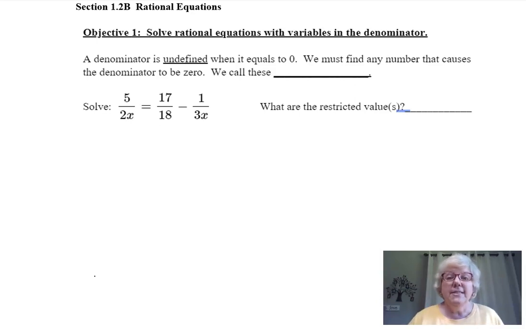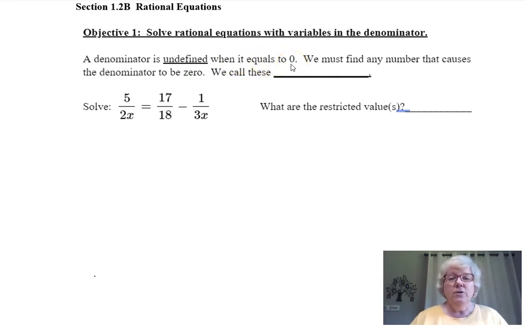Let's talk about solving rational equations. The word rational means fractional. So since we're talking about fractions, we need to consider the denominator. If you recall, the denominator is the bottom of a fraction, and you've always been taught that a denominator is undefined when it's equal to 0.